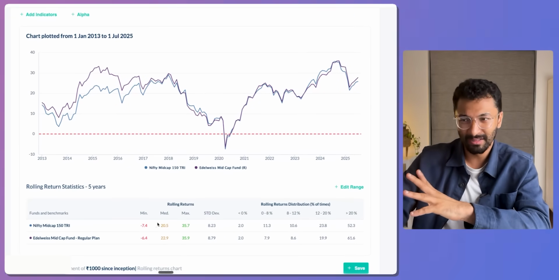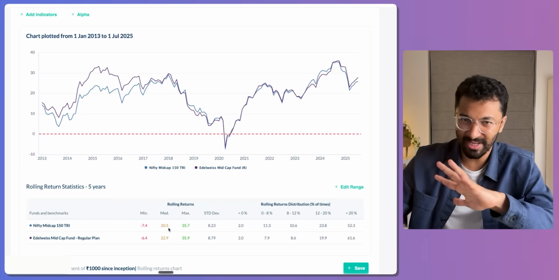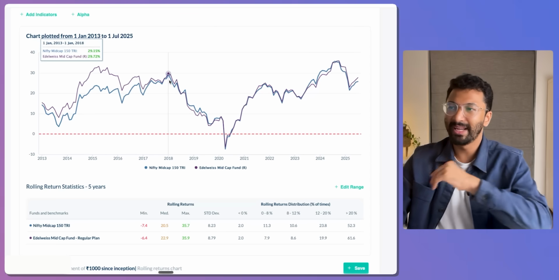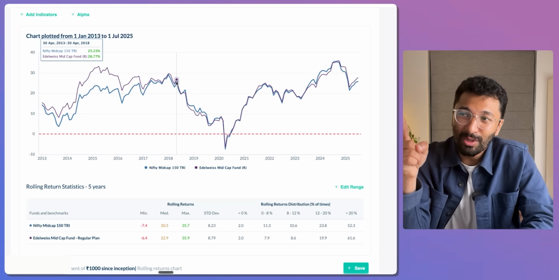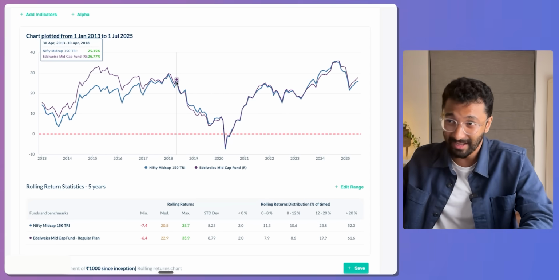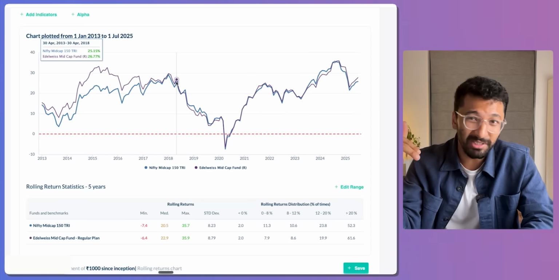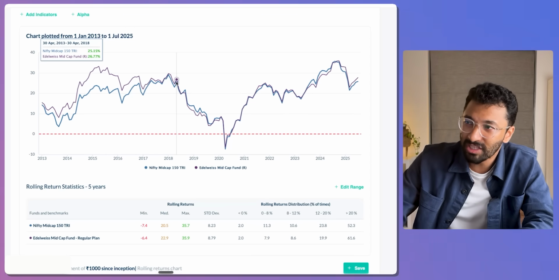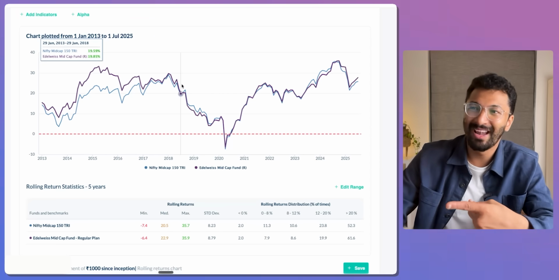So the Midcap index on a 5-year rolling basis has given you 20.5% return. What does that mean? So if I just put my mouse on a random date, right? So there you go. It tells me that from 30th April 2013 to 30th April 2018, the Midcap index returned about 25.15% annual returns, whereas the Edelweiss fund did 26.77. And if I just move to the next one, right, it will tell you how it did in the following week and then the following week.